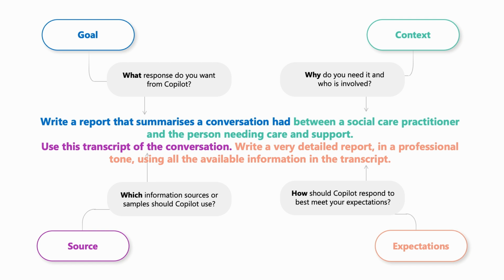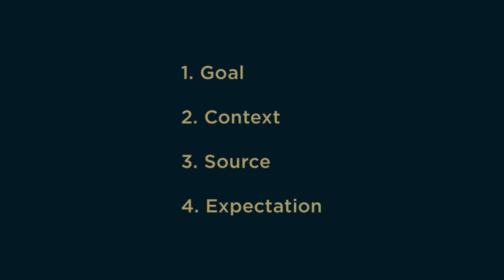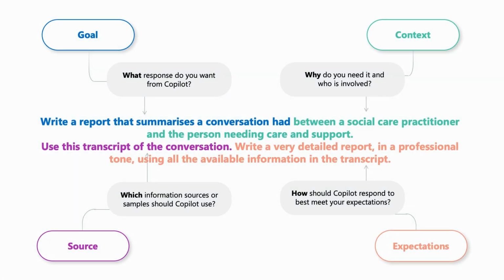So, it's possible to get better results from Copilot if you spend some time to write your prompts with a structure and a format that it can understand. I use a simple 4-step method called GCSE. GCSE, or Goal, Context, Source, and Expectations, is an approach to prompt writing which is designed to get the best out of Copilot. I've got a sample prompt here that will help me explain each of the 4 steps.